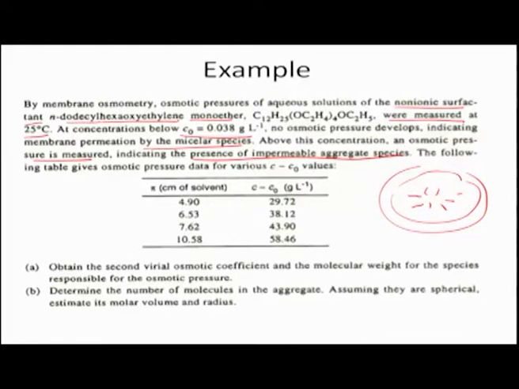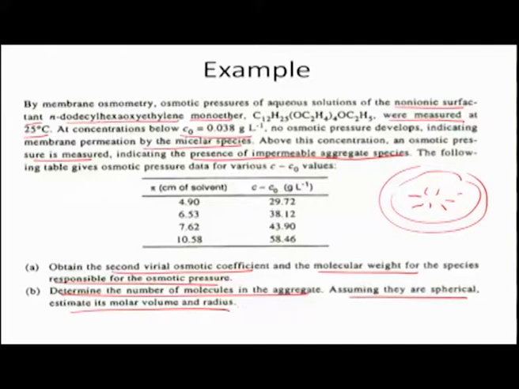in this way. The question is to find the second virial osmotic coefficient and the molecular weight of the species responsible for the osmotic pressure. It is a very practical example you can think of. And determine the number of molecules in the aggregate, that is the second part. Assume they are spherical, estimate its molar volume and radius. I will try to solve some part of it and leave the other parts for you to ponder on.